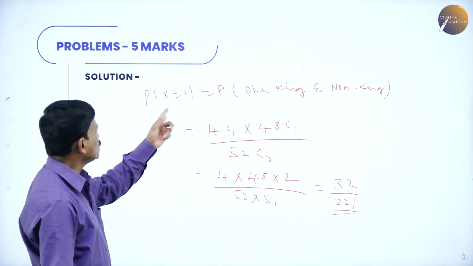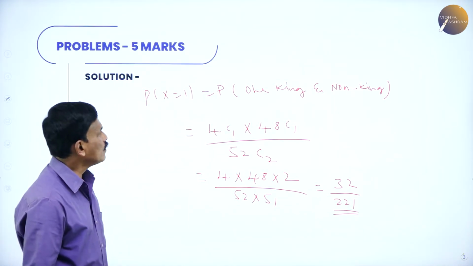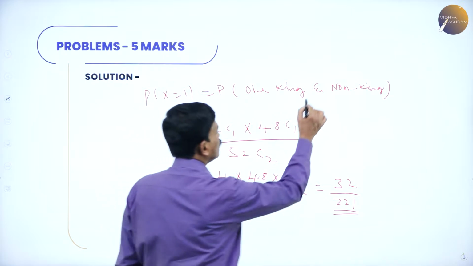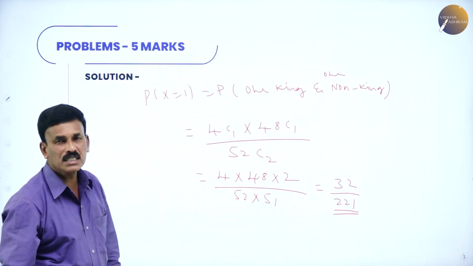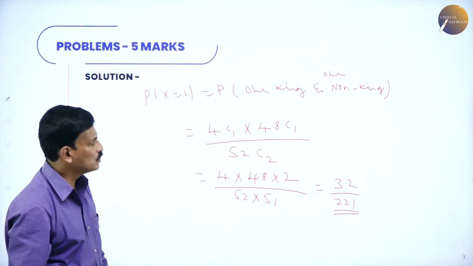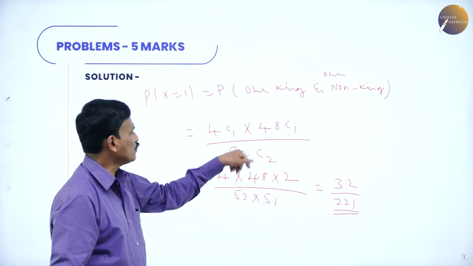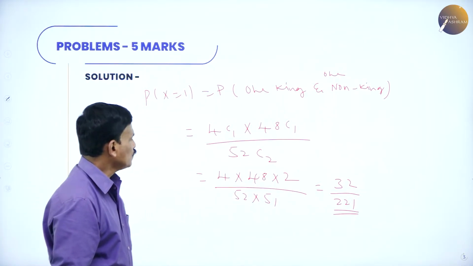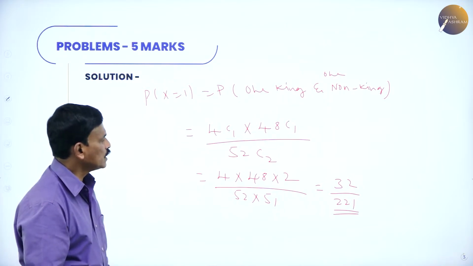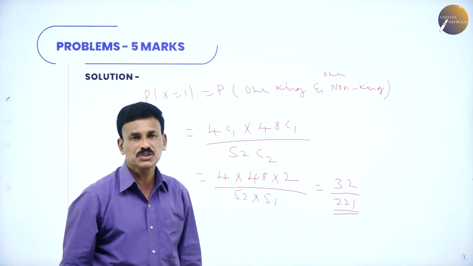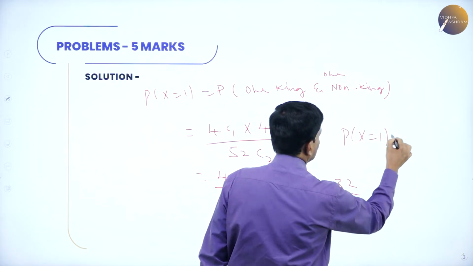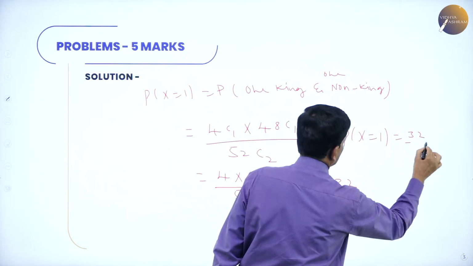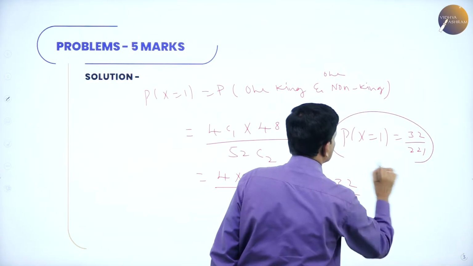Okay, see, when x is equal to 1, probability of one king and one non-king is nothing but 4C1 into 48C1 divided by 52C2. So this is equal to 4 into 48 into 2 divided by 52 into 51, that's equal to 32 divided by 221. So probability of x is equal to 1 is 32 divided by 221.